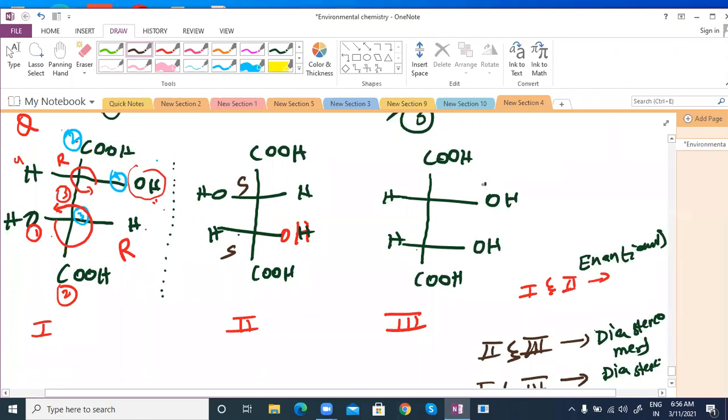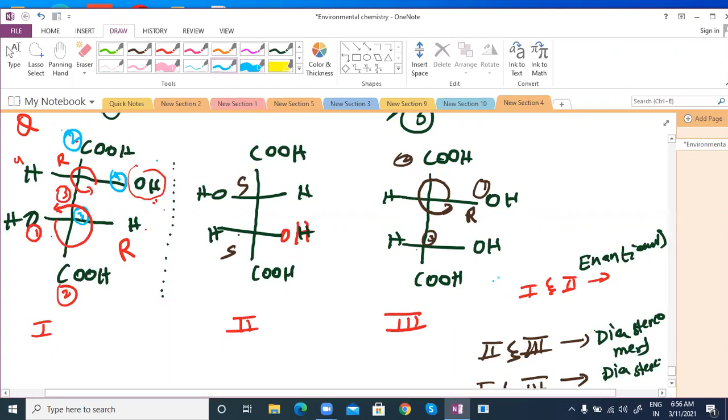This we will get, I think, R. 1, 2, 3. So this is the direction. This is anti-clockwise, but the least priority is present at horizontal. That's why this becomes R only, no? R. What about the below one?